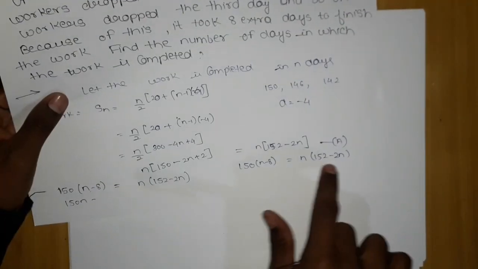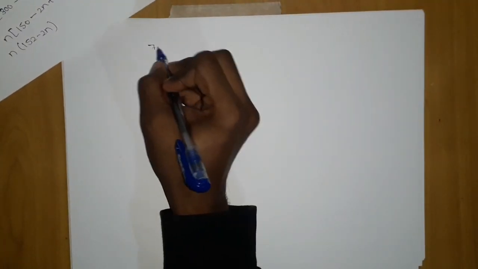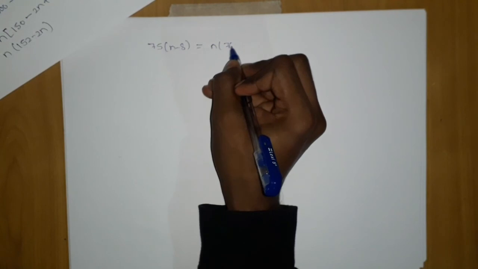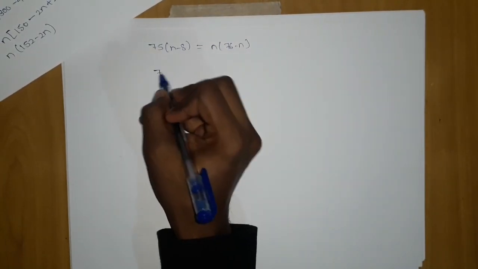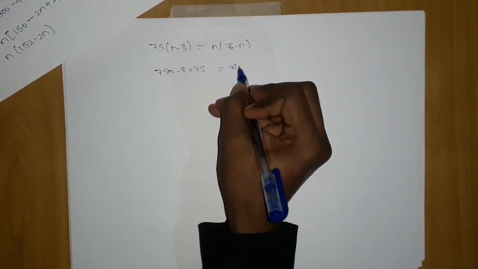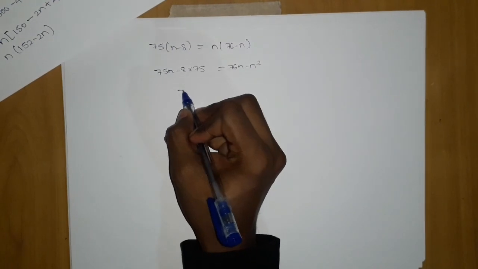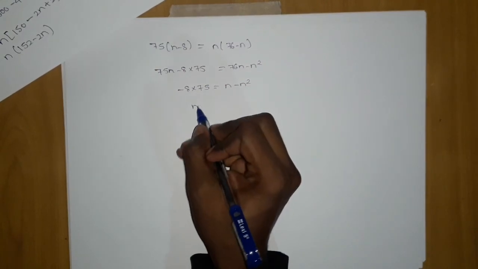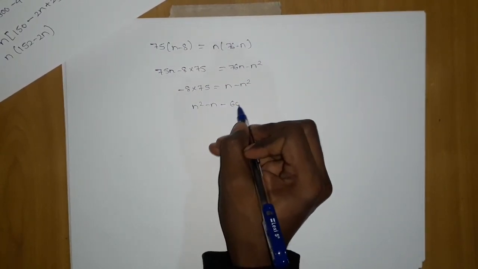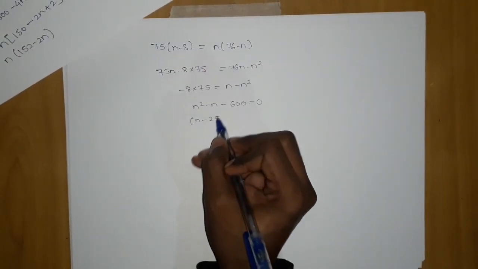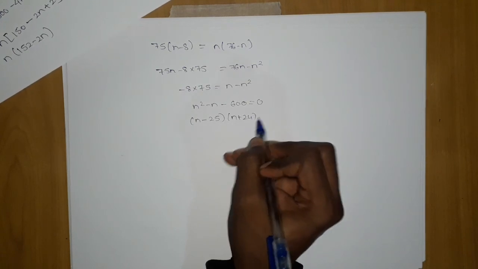Let me take the next page. If I take 2 common and divide, I get 75 into (n minus 8) should be equal to n into (76 minus n). Then 75n minus 8 into 75 equals 76n minus n square, which in the end gives n square minus n minus 600 equal to 0, which factors as (n minus 25)(n plus 24) equal to 0.